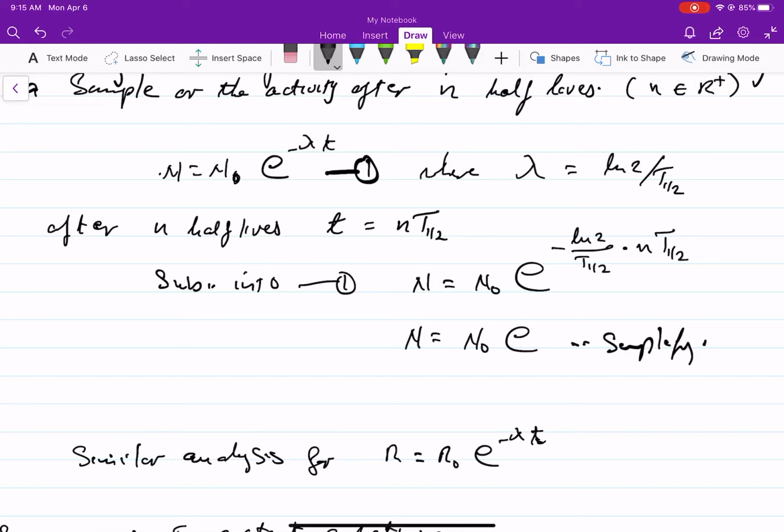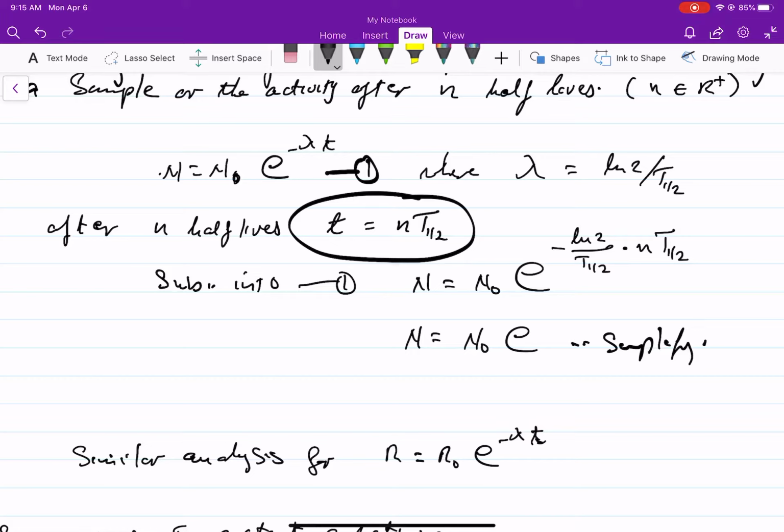After n half-lives, the time that has elapsed is n times t half. That should make sense. So let's say the half-life of a substance is 10 minutes. Then after 6 half-lives, 6 times 10 would be 60 minutes would have elapsed. Time would be 60. So that's kind of what I'm capturing here. After n half-lives, the time that has elapsed is n times the value for the half-life.